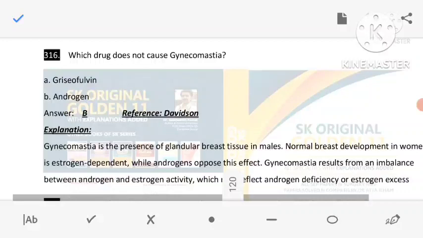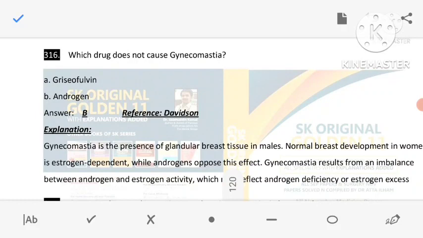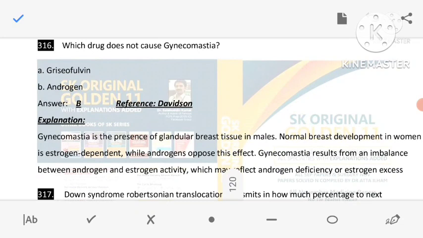Point number 316, which drug does not cause gynecomastia? It is an androgen. Actually, pathophysiology of gynecomastia is imbalance between estrogen and androgen. Increase excessive estrogen or decrease androgen causes gynecomastia. So androgen does not cause gynecomastia.